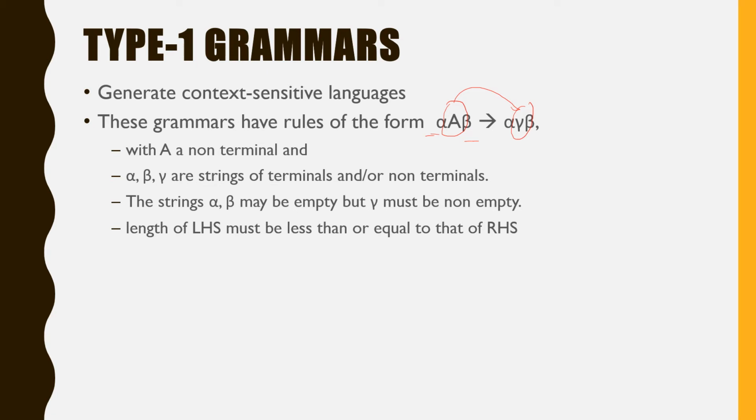And the length of the LHS must be less than or equal to that of the RHS. So we should not have a production of the form alpha A beta derives alpha, which means the length of the LHS here is greater, which is not a valid type 1 grammar. And then it is context sensitive, which means with respect to alpha and beta, A has been derived to gamma.